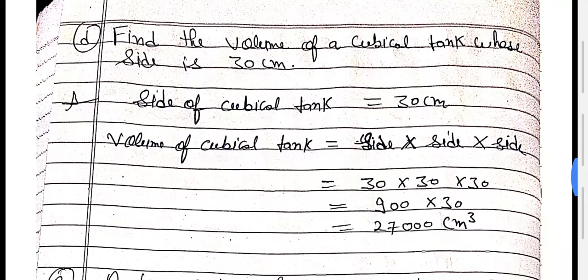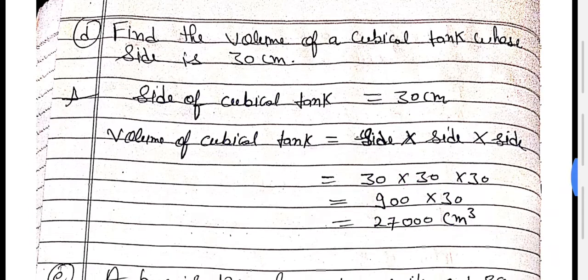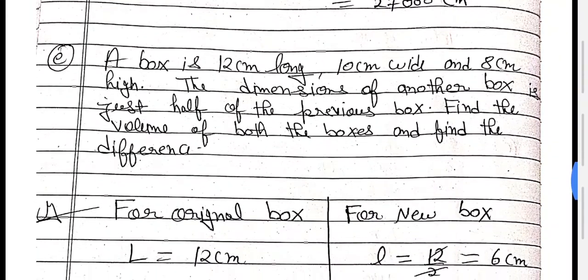When you multiply it, 3 3s are 9, 0 as it is. 9 3s are 27, 0 as it is. So what will you get? 27,000 centimeter cube. It is the volume of what? Cubical tank. Now come to E part.